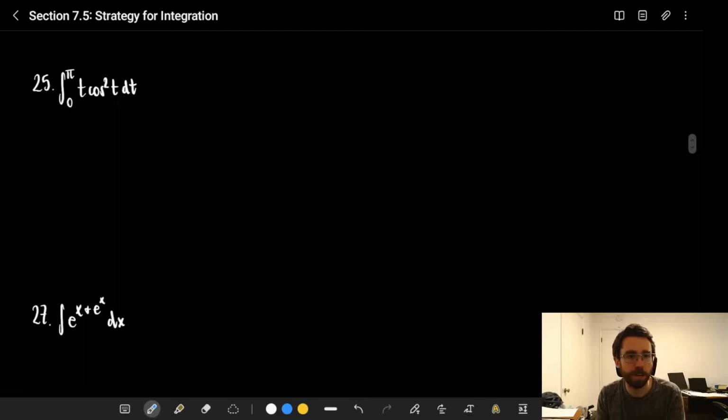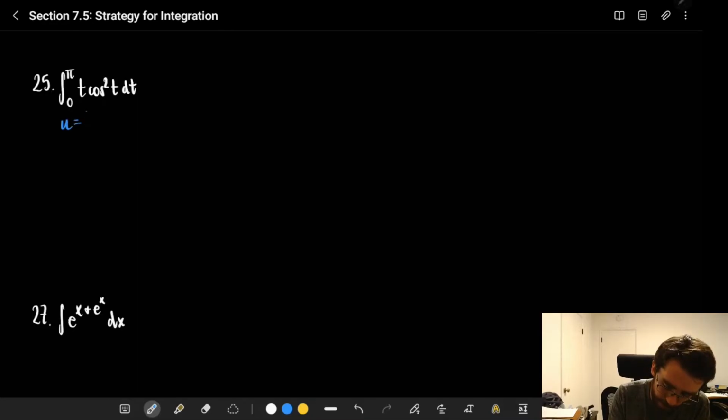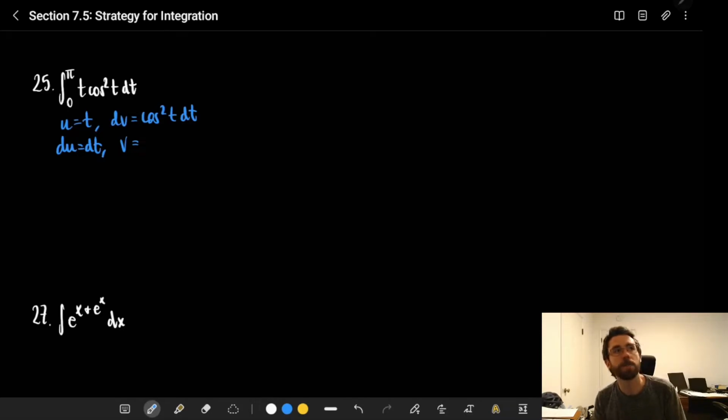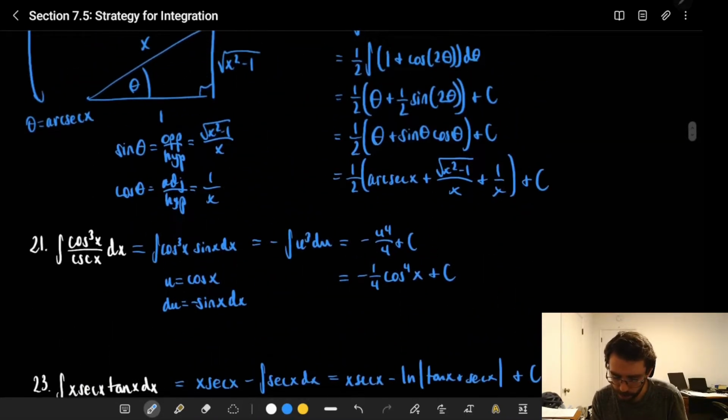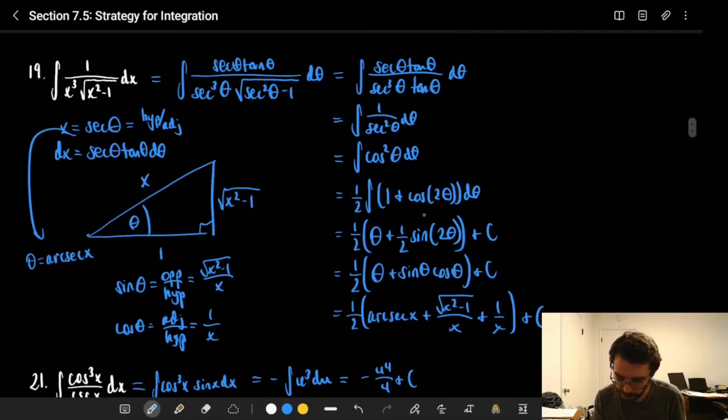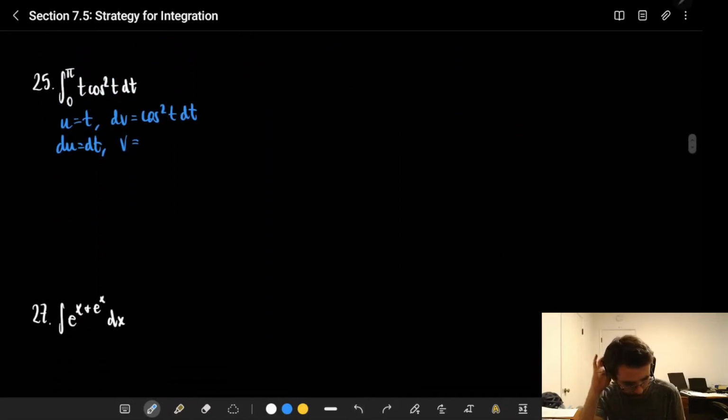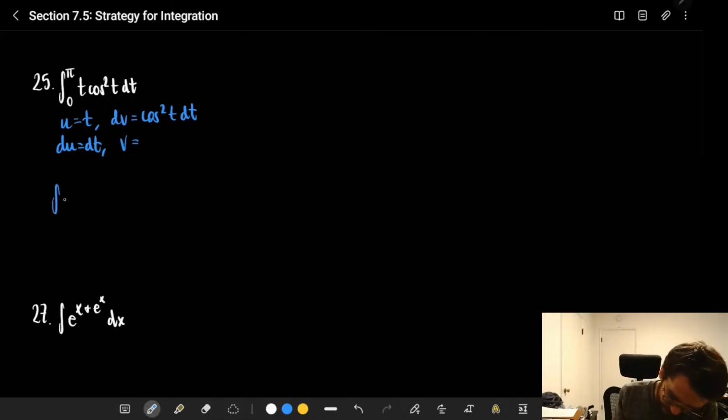So 25 is probably another integration by parts, because I see the t floating out here, so I'm like, pick that to be u, because that gets simpler. dv is the rest, and we have sort of already seen how to integrate cosine squared. In particular, you use this trig identity that was like right here, if you were watching problem 19. So like just as a sidebar, let's do that again.